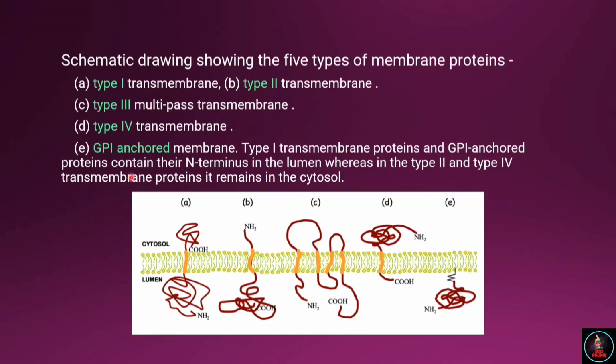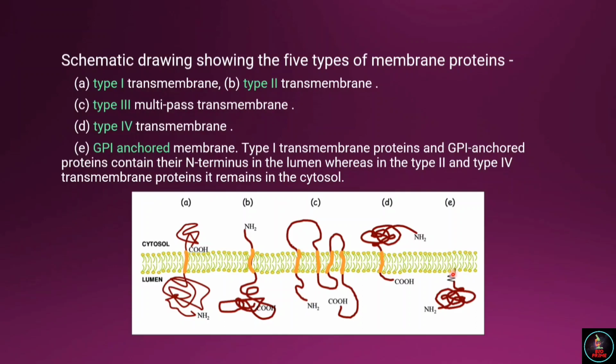And type 3 is the multi-pass transmembrane protein. The alpha helix passes multiple times through the hydrophobic region: first pass, second pass, third pass, and fourth pass. That is the third type, and the fourth type is also a transmembrane protein, similar in structure to the first and second. This is the type 4 of the membrane protein, and the fifth type is the GPI anchored protein, attached to the hydrophobic portion. This is the type 1 transmembrane protein and GPI anchored.